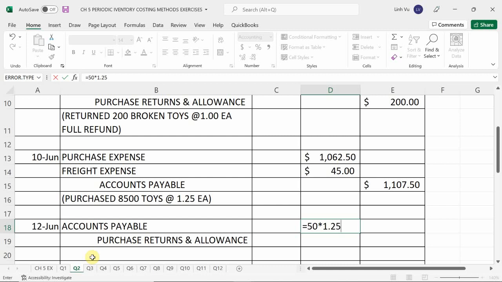Now, am I getting a full refund on this or only getting a portion of the money back? A portion. It was 20%. So in this case, how much money should I actually get back from this? Is it 62.50? Okay, so 50 times $1.25 is the 62.50. I'm not getting a full refund. I'm only getting 20% of that.